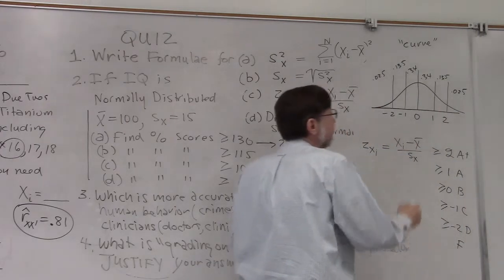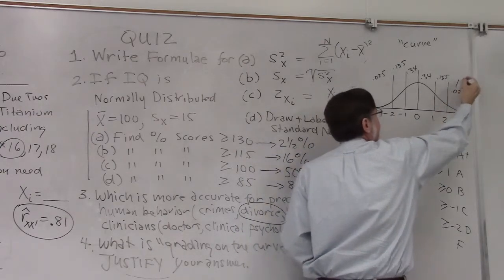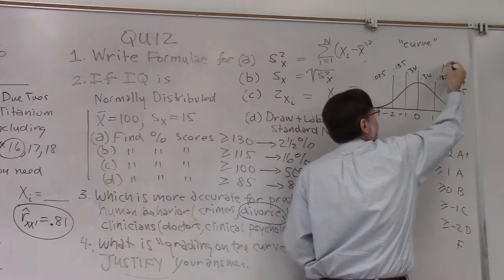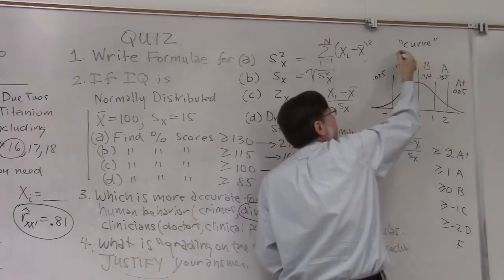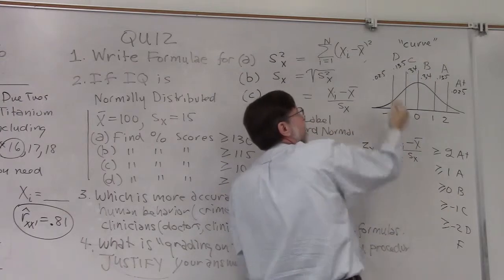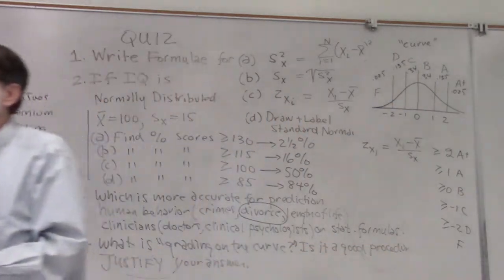And that means you're going to give, assuming you have a normal distribution, there will be 2.5% A pluses. There will be 13.5% A's, there will be 34% B's, there will be 34% C's, there will be 13.5% D's, and there will be 2.5% F's. That's an example of grading on the curve.